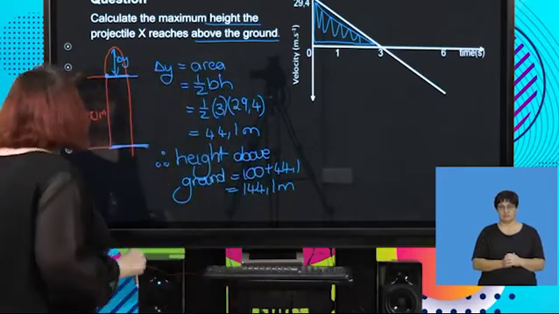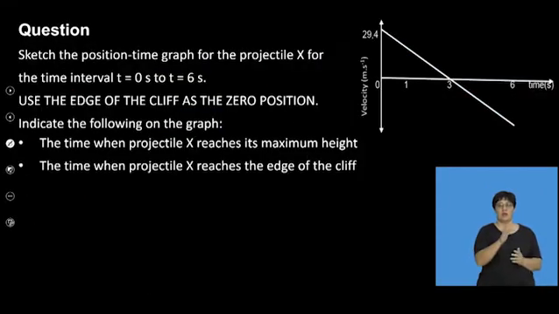Good. Next. Sketch the position time graph for the projectile X for the time interval 0 to 6 seconds. Use the edge of the cliff as the 0 position. Indicate the following: the time when the projectile reaches its maximum height, the time when the projectile reaches the edge of the cliff. And we're only going to 6 seconds over here.